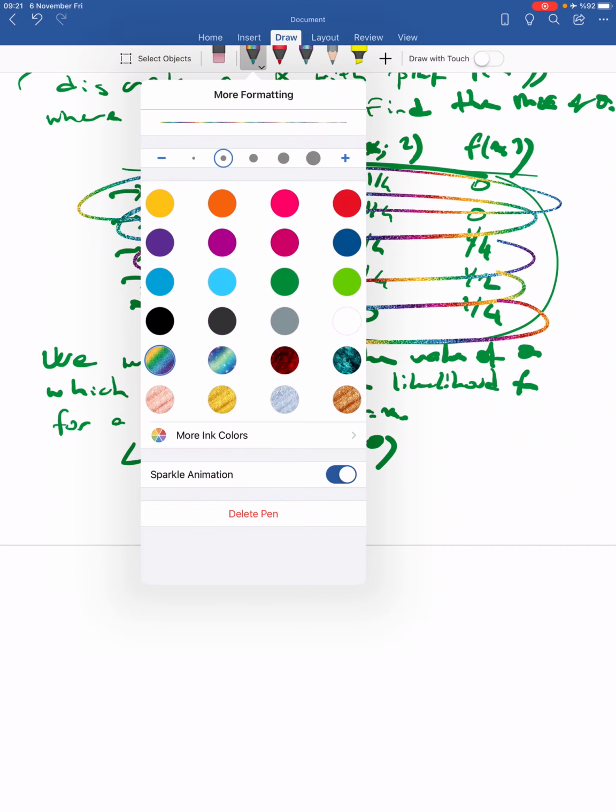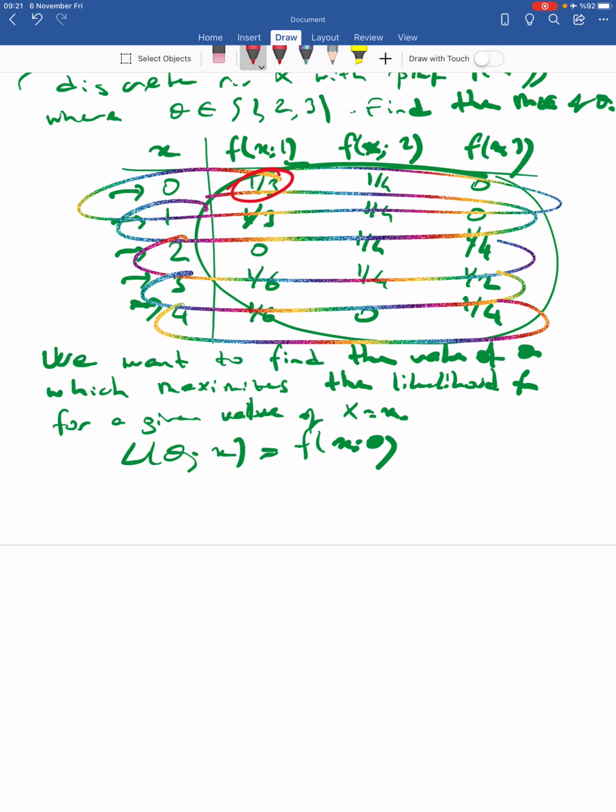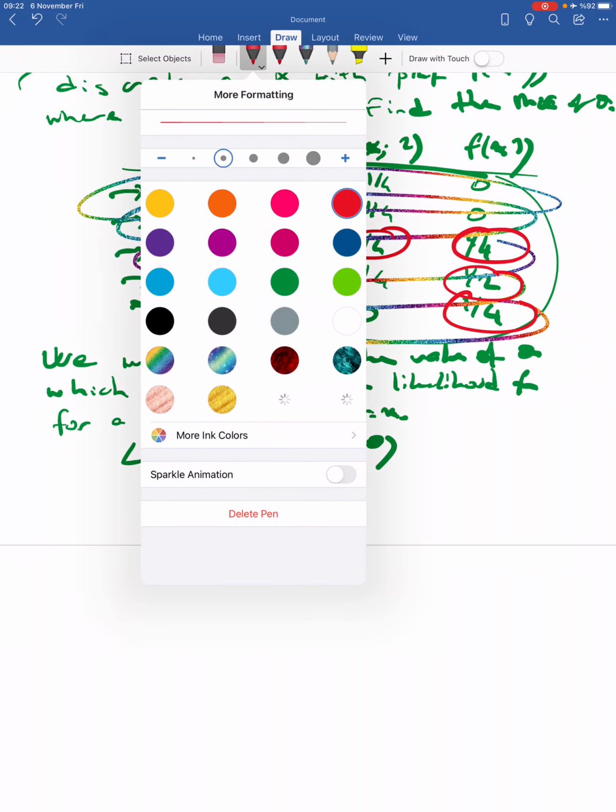For which value is it maximum? Here for 1 over 3 it's maximum. When x equals 1, if we observe x equals 1, then theta should be 1; this will be the MLE value. When x equals 2, we have two options actually, 1 over 4 and 1 over 4, so theta can be 2 or 3. When x is observed as 3, the likelihood is maximized when theta equals 3. And when we observe x equals 4, again the likelihood is maximized when theta equals 3.